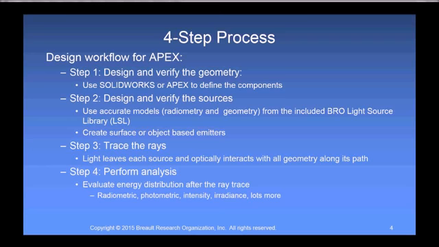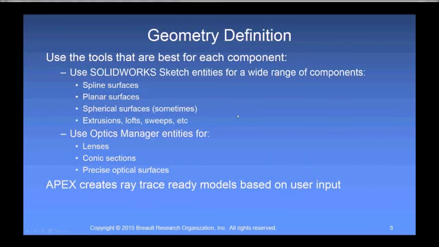Step 4 is probably the reason you're interested in using software like Apex. You want to understand the behavior of your system, which is what we call perform analysis. This will allow you to evaluate the energy distribution after the ray trace. You can do radiometric, photometric calculations. You can look at area or angle information. Many, many other types of analysis are available, and we'll look at some of them as we proceed through this discussion.